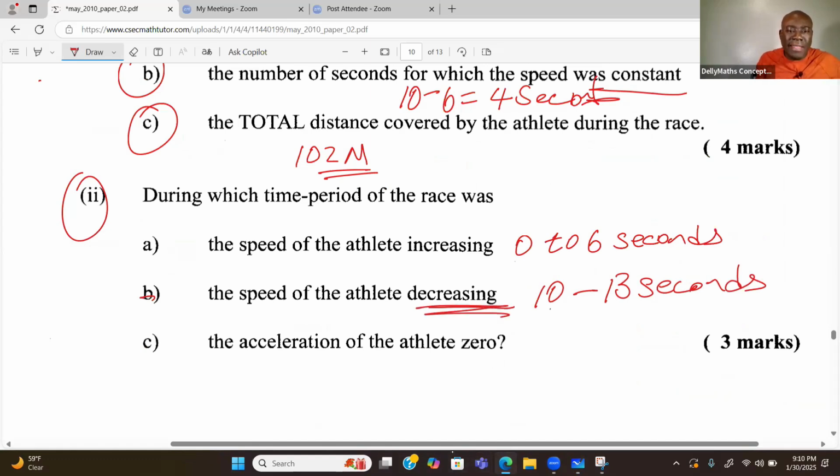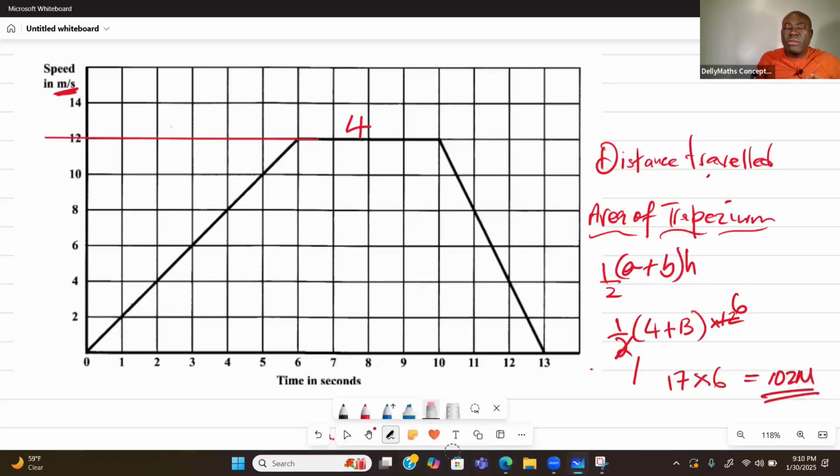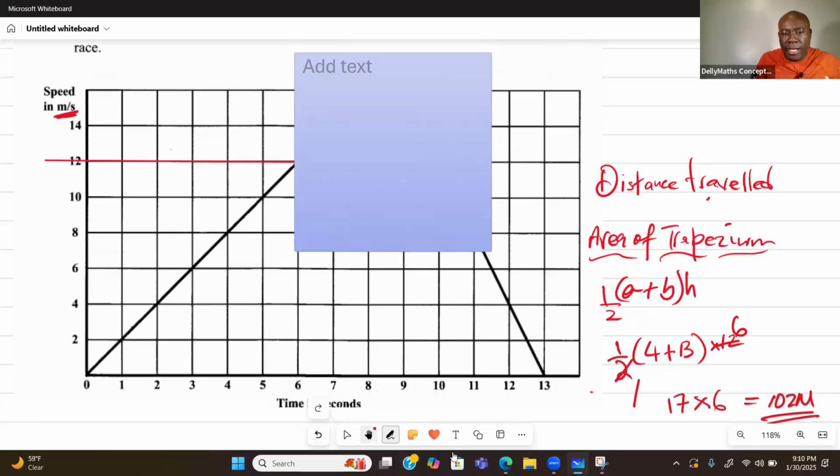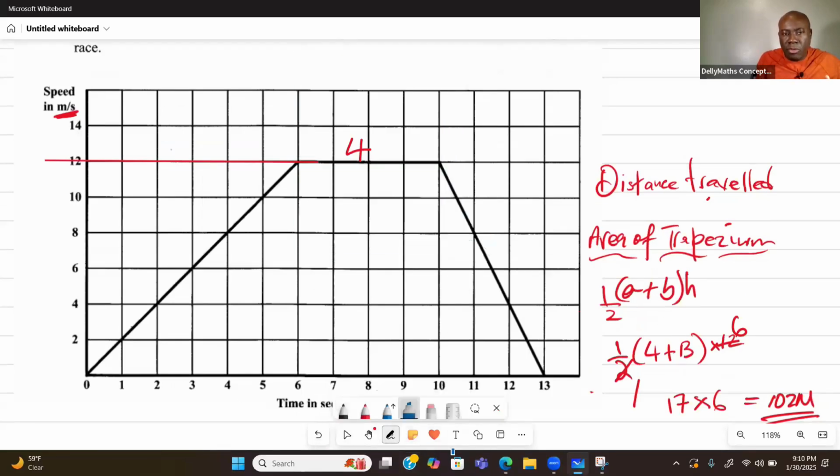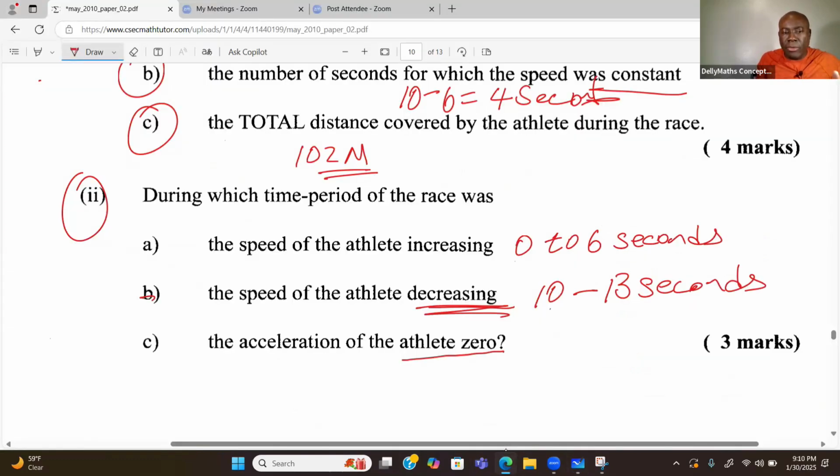Now, we also want to look at when the acceleration was 0. When the acceleration is 0, the speed remains constant, because the moment you're accelerating, you're changing your speed. The speed was not changed during this time period here. The speed remained the same from right here to right here, so it's 6 to 10. So the time interval where the acceleration was 0 would have been from 6 to 10 seconds of the journey.